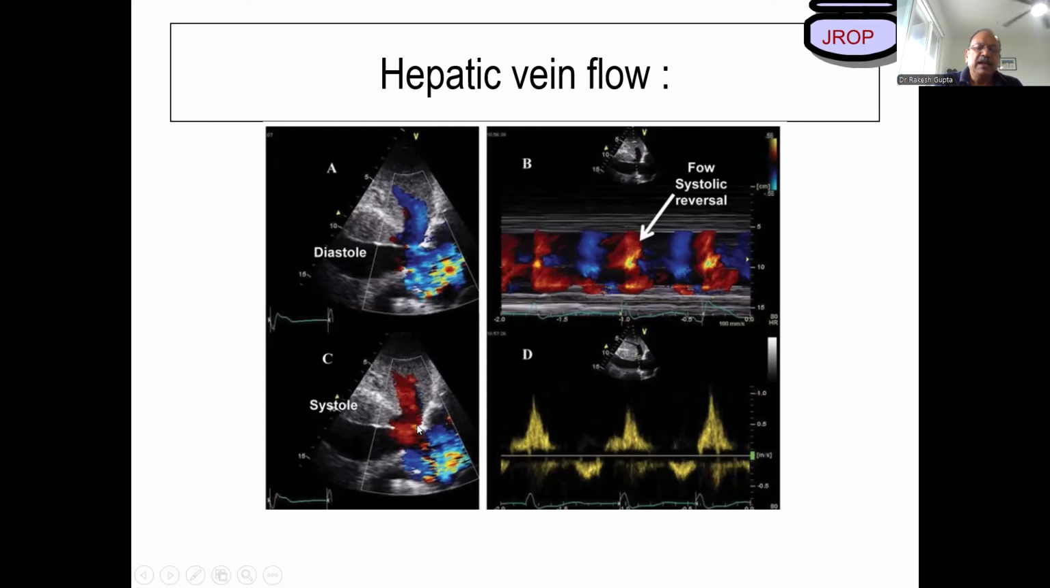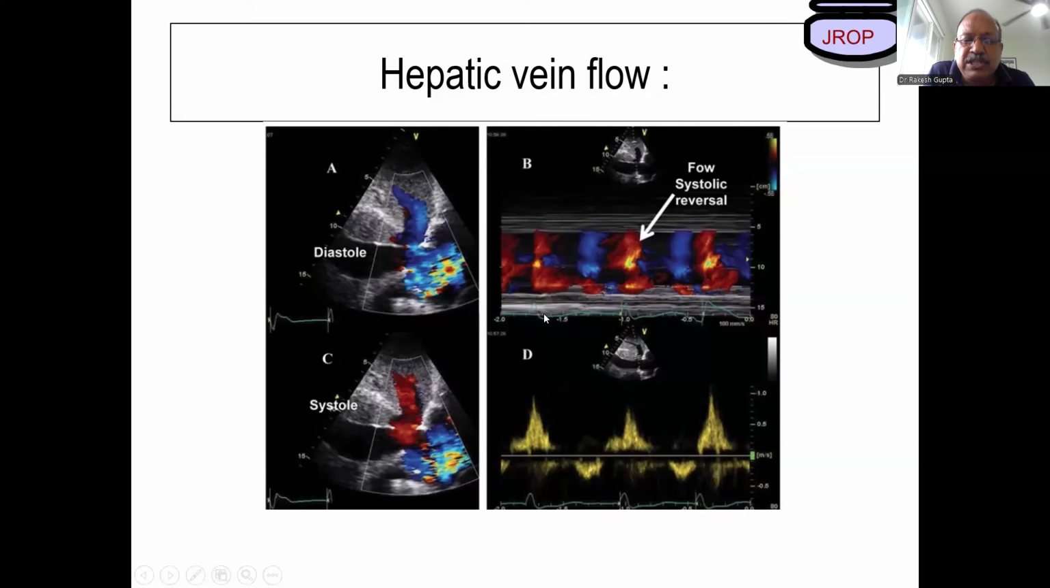When does systolic reversal happen? When tricuspid regurgitation gives rise to systolic reversal of flow or diastolic reversal of flow? Systolic reversal of flow. Correct. So in systole, whenever severe tricuspid regurgitation happens, instead of blood coming from the hepatic vein to the IVC, the blood goes from the IVC to the hepatic veins. Clear?